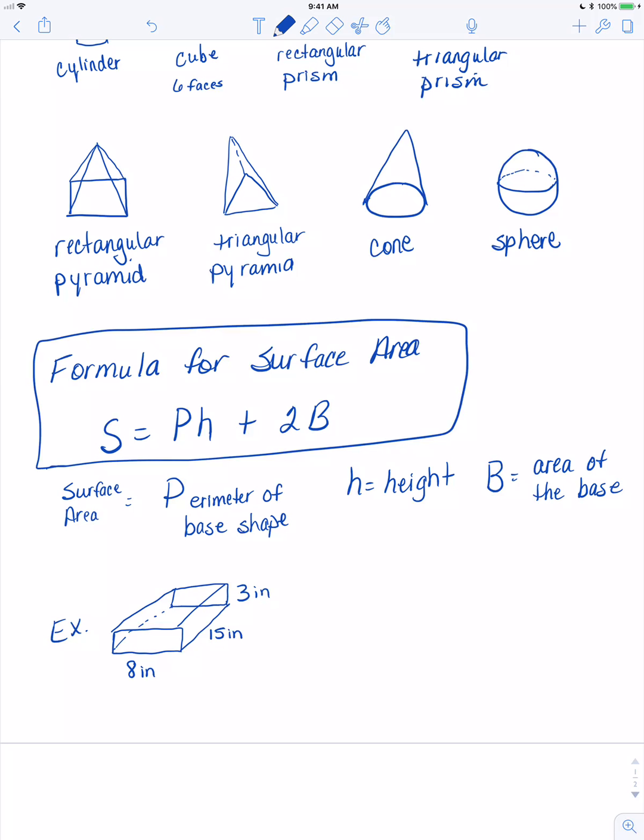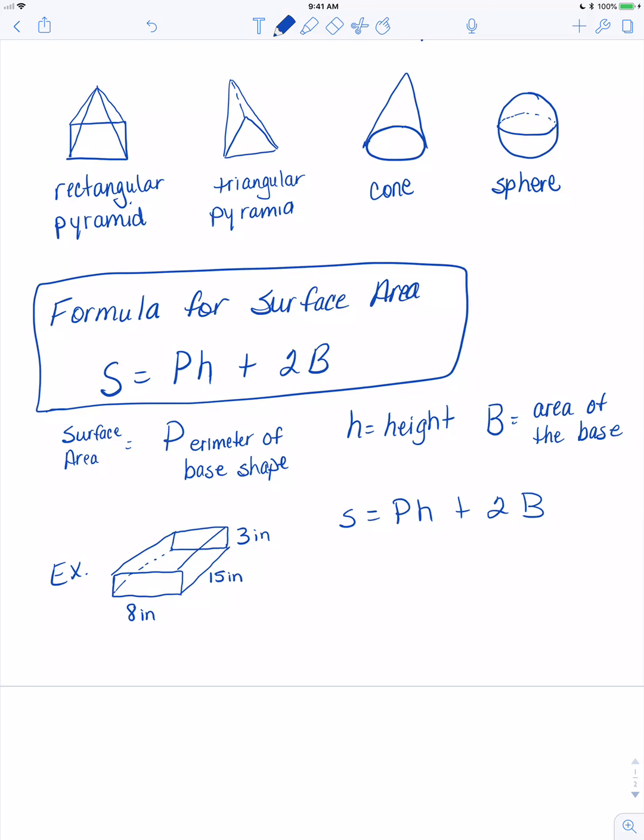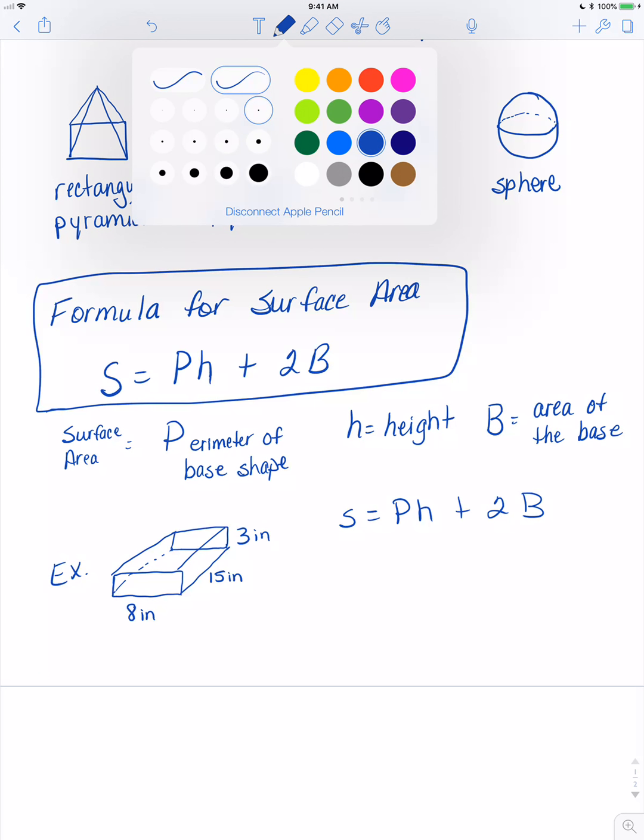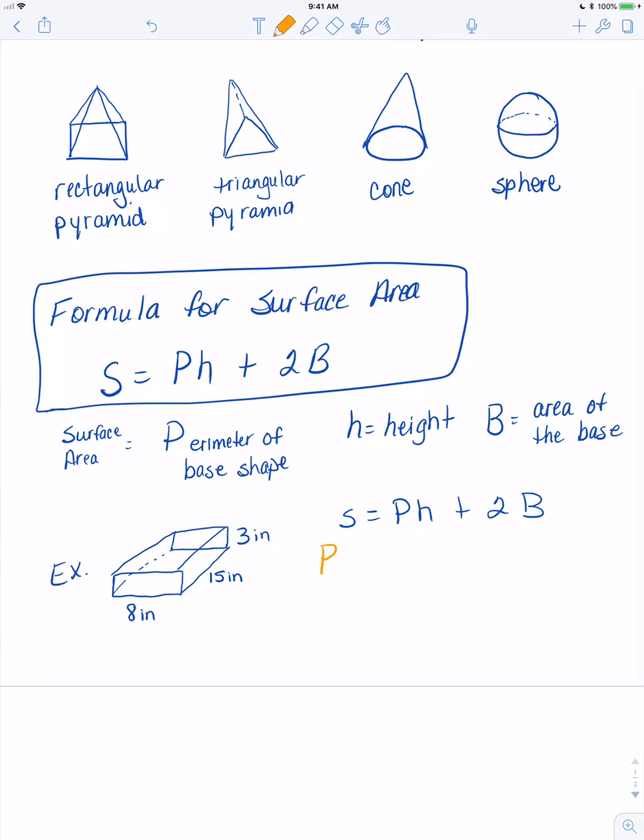All right, so if we're using S is equal to the perimeter of the base shape times the height plus 2 times the base. Okay, so let's first look at the perimeter of the base shape, and I'm going to use different colors. So capital P is our perimeter of our base shape. Well, here is the base shape. Well, remember, perimeter is all that added together.